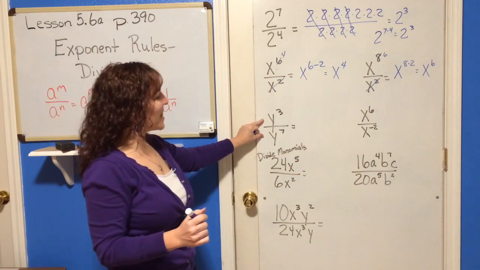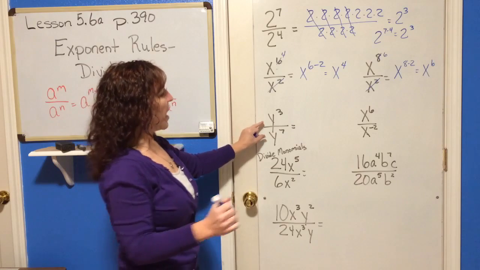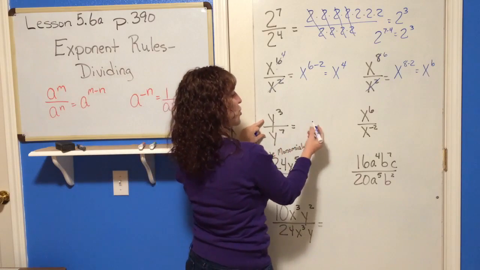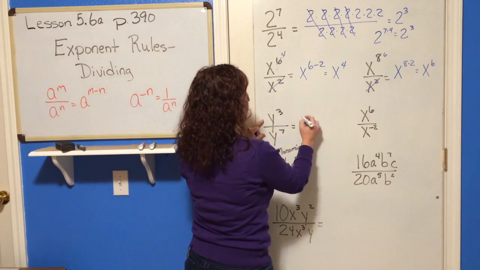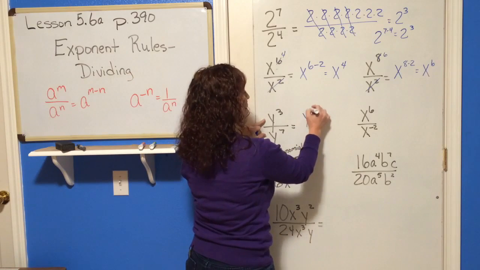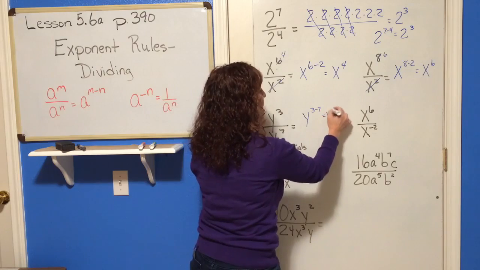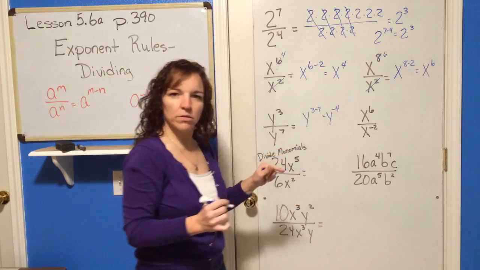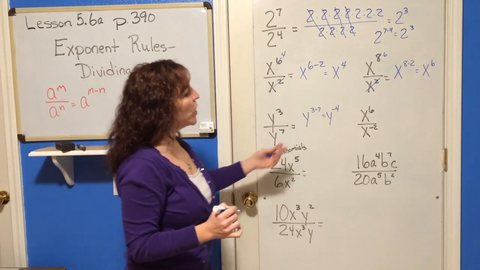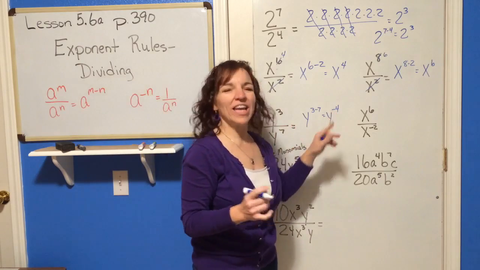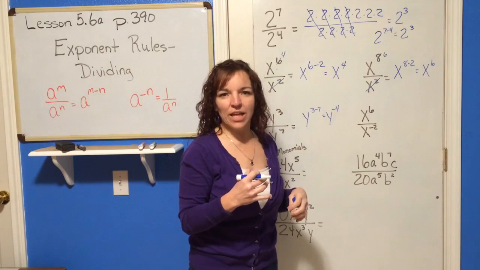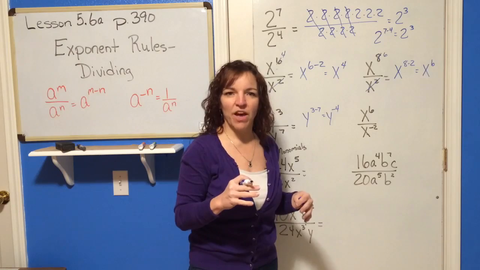Now let's do that idea here. On here, you can do it one of 2 ways again. The first way would be to say this is y to the 3 minus 7 power, which is the same as y to the negative 4 power. All right. When we're simplifying, we don't want negative exponents in our final answers. That's not simplified all the way.